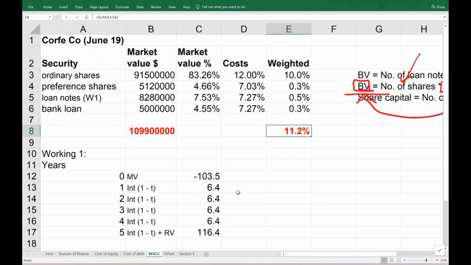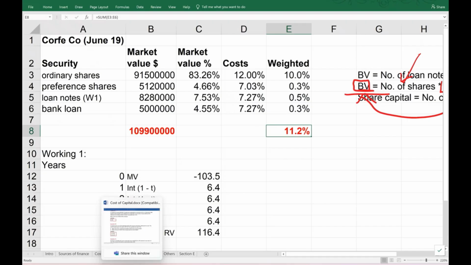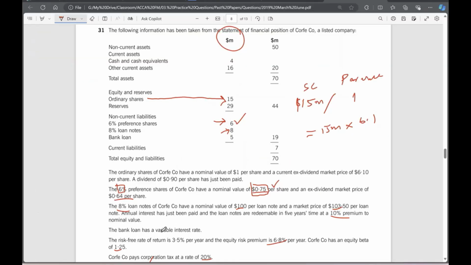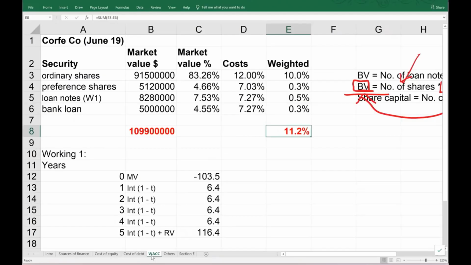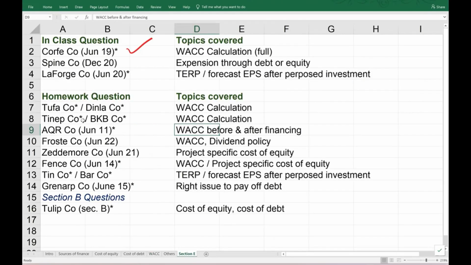Any question? I thought I would finish this topic and the next topic as well, but okay, we finished at least one topic. And look, now you can do all of these. I have a list of questions here. Tufa, Hilna, Tinep, BKB, all of these questions you can attempt now. Or any other question that you can find for WACC, go and try it.